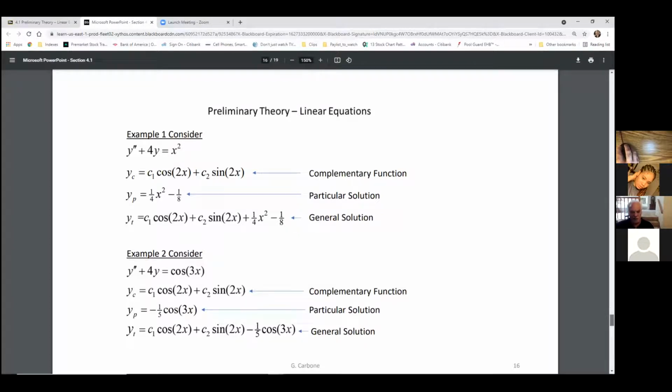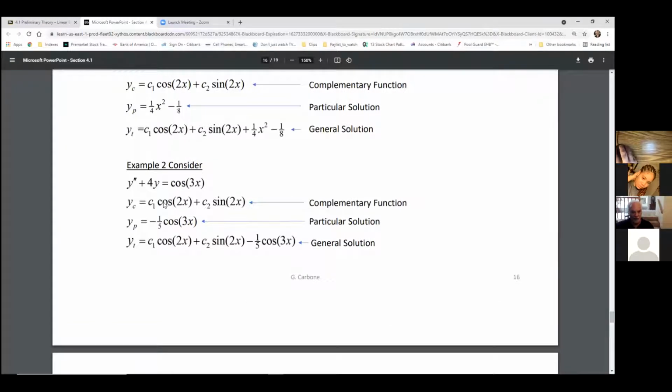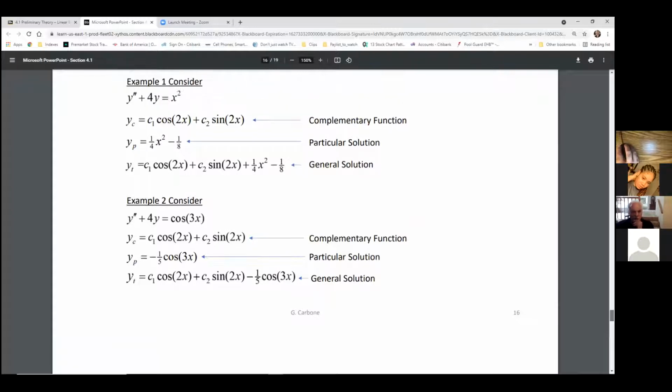And here's a second example, the solution to this differential equation. I did this intentionally. This one now is cosine of 3x. Both of these examples have the same complementary solution, because if I set this equal to 0 and I set this equal to 0, it's the same differential equation. Hope everybody sees that, but they have different particular solutions.